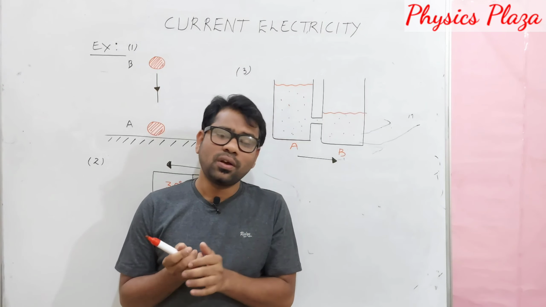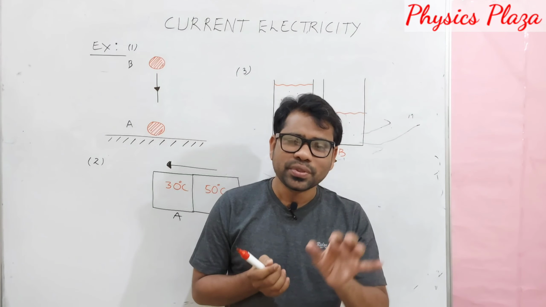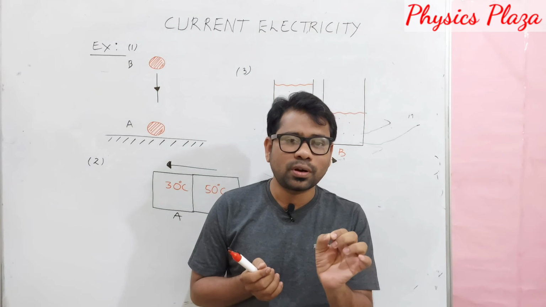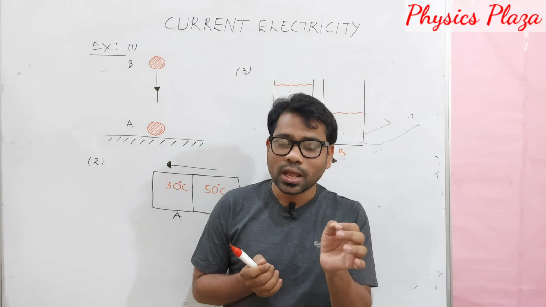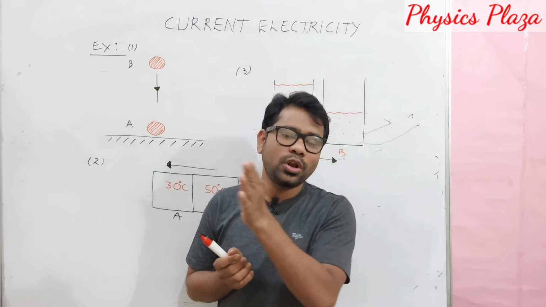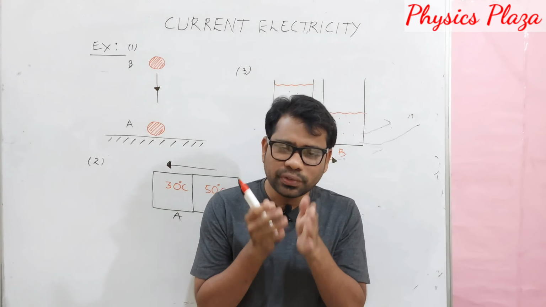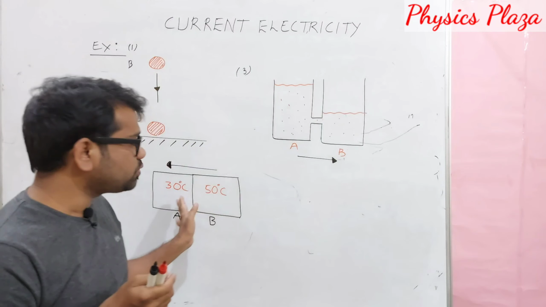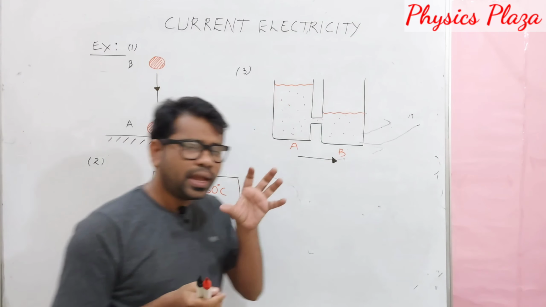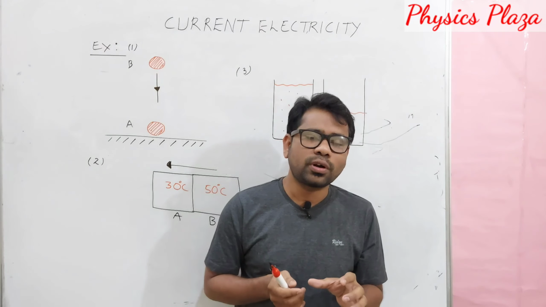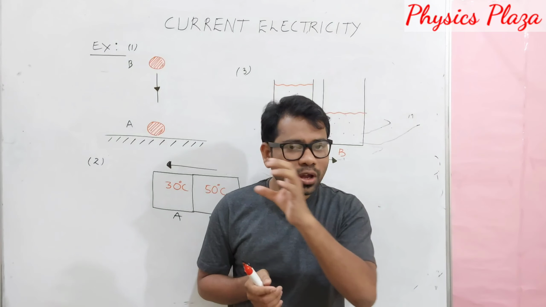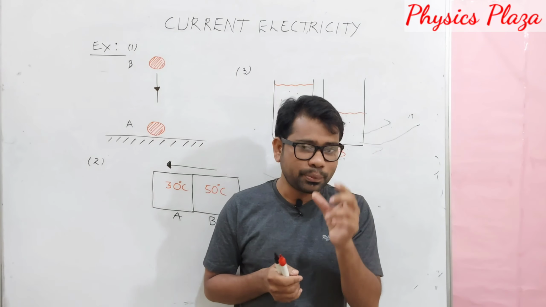So that is the reason why we also say that electric current always flows from what? Higher potential to lower potential. Means there should be some difference. There should be some difference to flow something. According to this is what actually we understood. So electric current always flows from higher potential to lower potential. This is very, very important.